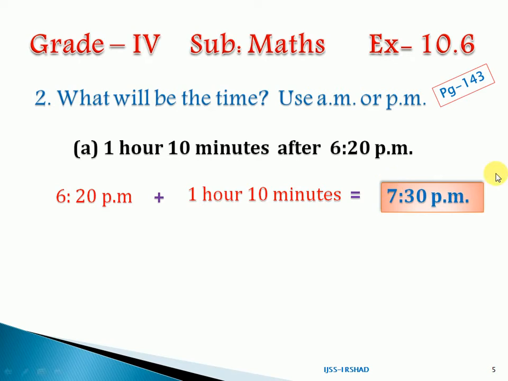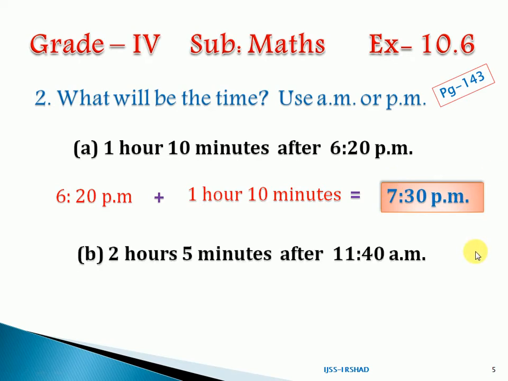Now we'll move to question number B. Question number B, they are asking what will be the time after 2 hours 5 minutes of 1:40 AM. So first write the given time, that is 1:40 AM. Then give a plus sign, and how much you have to add? 2 hours 5 minutes. Just write it, 2 hours 5 minutes. So here also what we will do, first add the minutes. 40 minutes and 5 minutes will be 45 minutes.